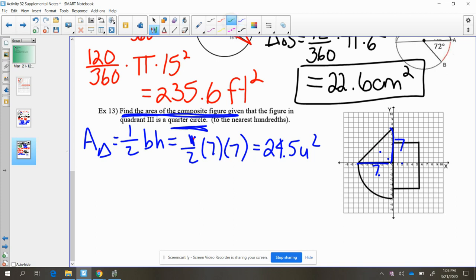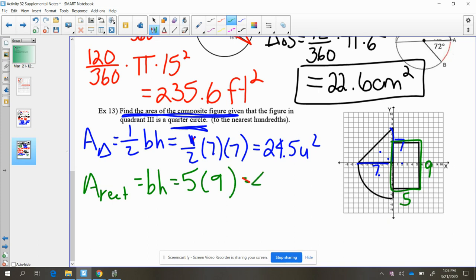Well, the next piece then is, let's look for the area of this rectangle. This rectangle has a base of 5 and a height of 9. So the area of the rectangle is going to be found by doing base times height, which is 5 times 9, or 45 units squared.